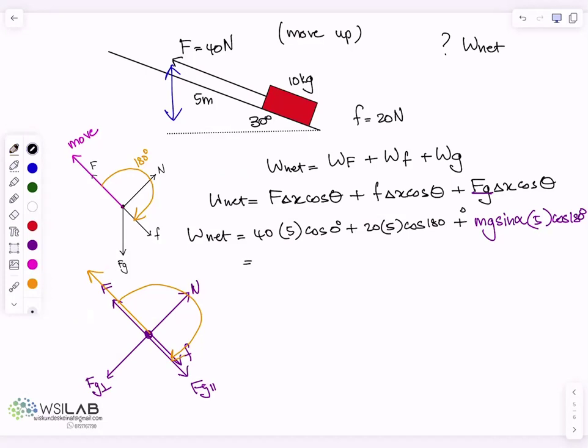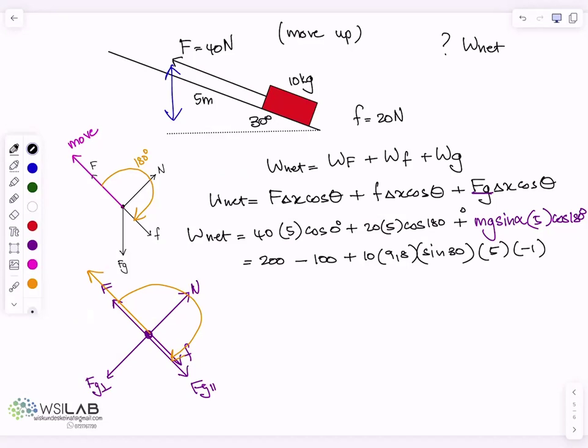So here at the beginning, we'll just have 200 minus 100, because 40 times 5 is 200, and 5 times 20 is 100, times minus 1 is minus 100, plus m times g sin 30 times the distance of 5 meters and minus 1. Okay, so that you need to put in your calculator: 200 minus 100 plus 10 times 9.8 times sin 30, which is 0.5, times minus 5.